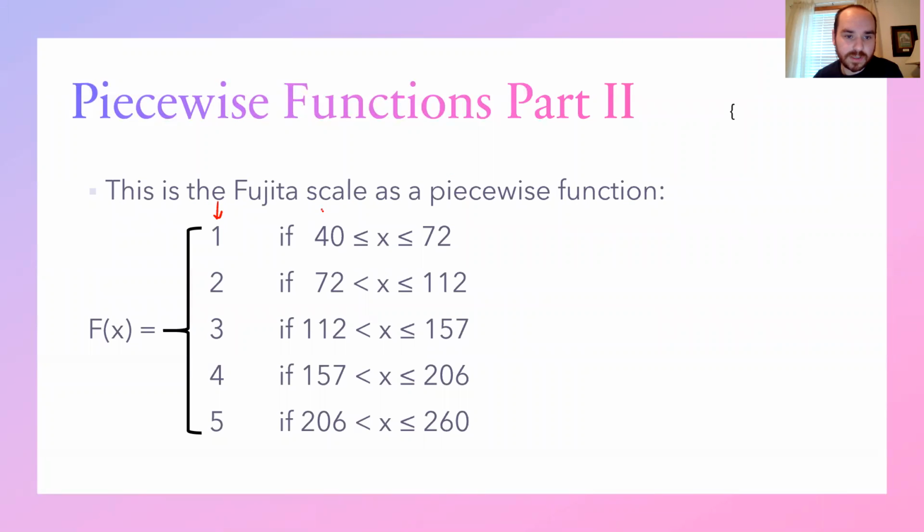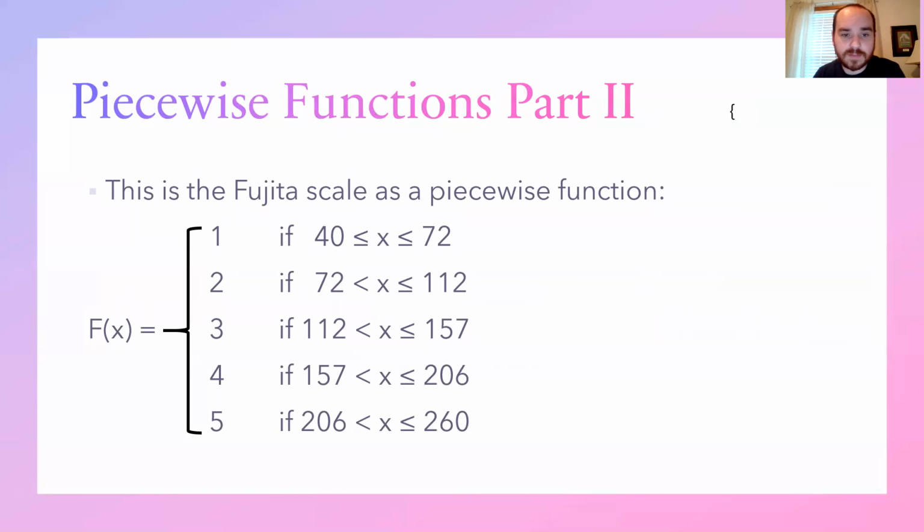So this is the minimum wind speed to be a class 1. This is the minimum. 72 is the maximum to be a class 1. It has to be more than 72 to be an intensity of 2 and less than or equal to 112. So you guys can hopefully see how this works, the basic idea at least. 1 is from 40 to 72, 2 is from 72 to 112, 3 is from 112 to 157, 4 is 157 to 206, and 5 is from 206 to 260.